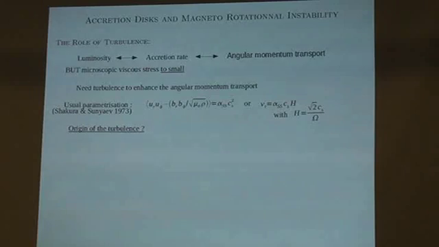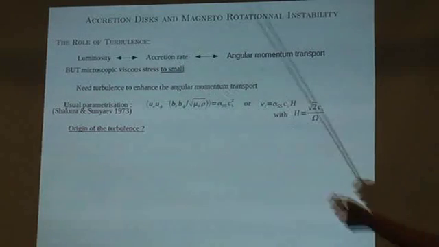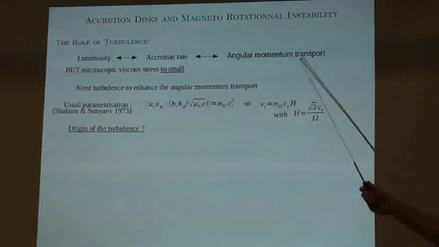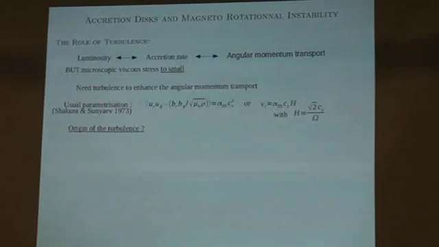If we want to do modeling of accretion disks, the quantity that is observable is of course the luminosity, which is related to the accretion rate, because the energy supply is the gravitational energy of the orbits. But the accretion rate is limited by the angular momentum transport, because if we want to accrete mass, we have to get rid of the angular momentum of this orbiting mass.